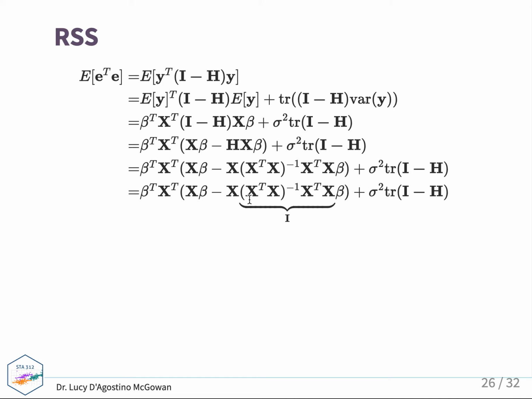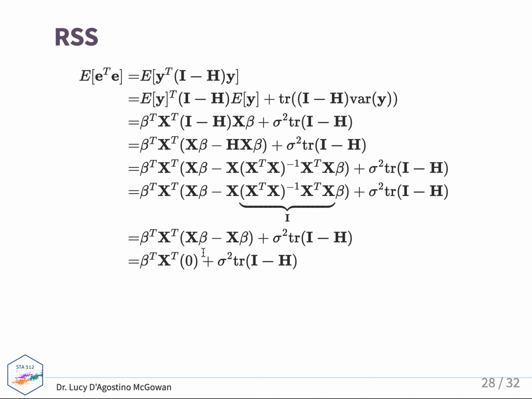So that cancels out. And so what does that leave us with? That leaves us with x beta minus x beta on the inside here, and so that's going to be 0. And when you multiply something by 0, it cancels out. So this whole first part of the equation just ends up being 0. So now we're left with sigma squared times the trace of I, the identity matrix, minus H, the hat matrix.